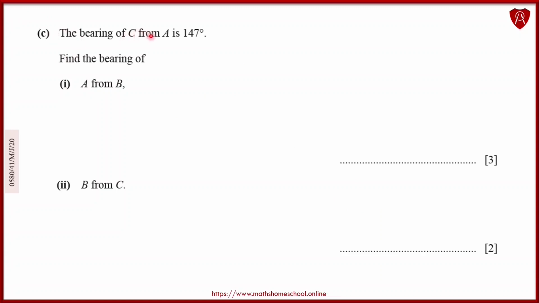The bearing of C from A is 147. Find the bearing of A from B.